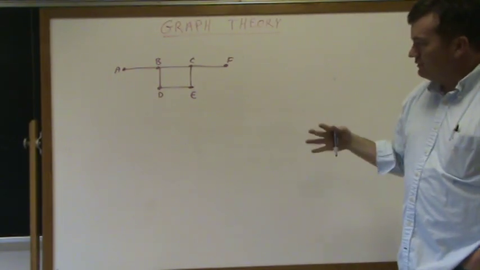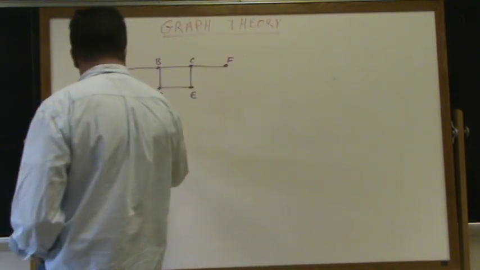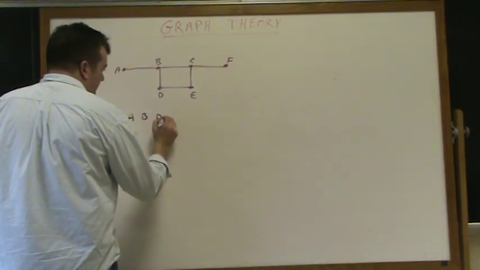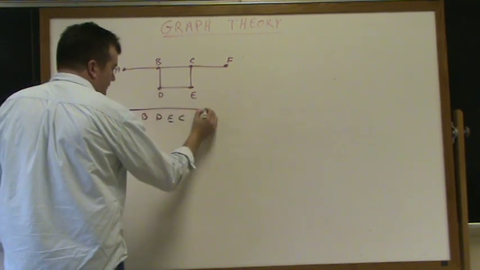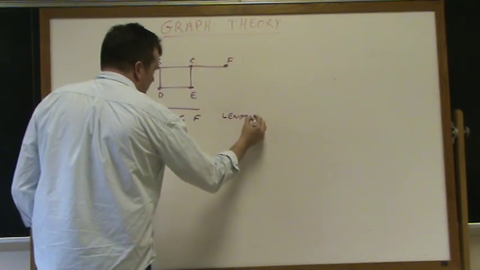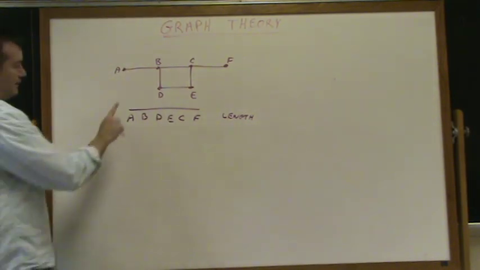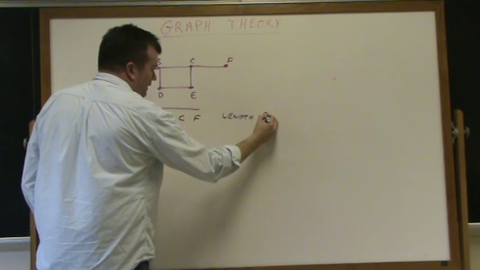And then another interesting question is, what's the length of the path? So if we took the path that goes A to B to D to E, back to C to F, this path has length... So the length of a path is how many edges? 1, 2, 3, 4, 5. So this would have length 5.